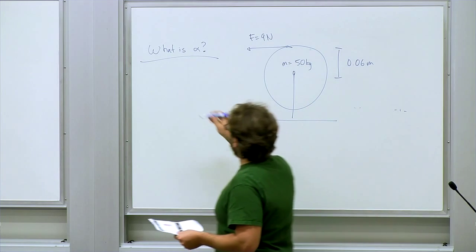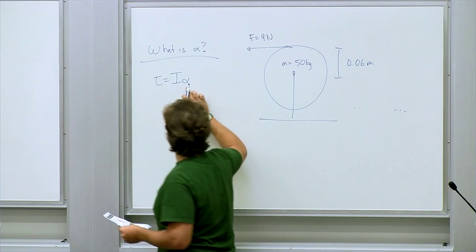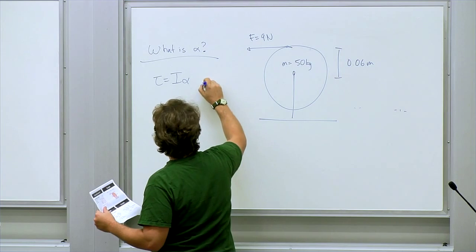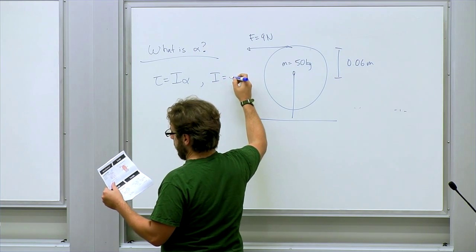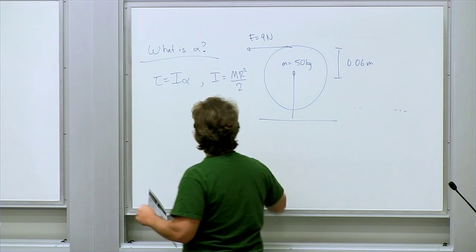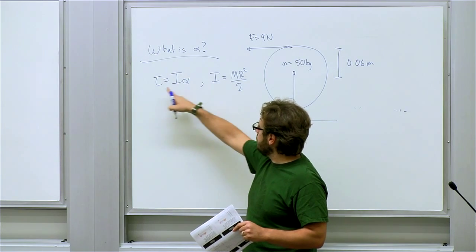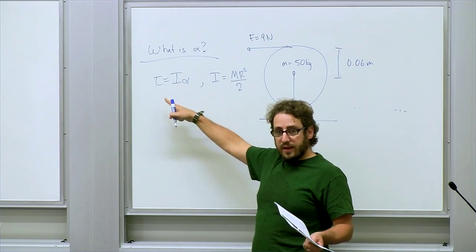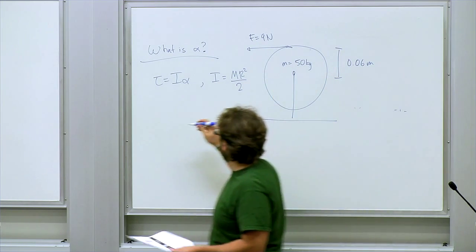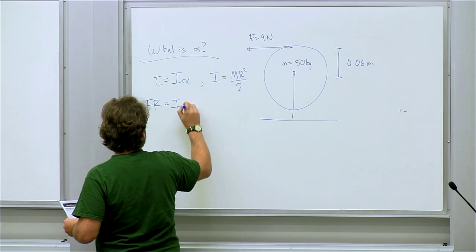Well, the torque, alpha appears in this equation. And we know what I is for this kind of thing. We can just look it up in our book. I don't have it memorized, but it's m r squared over 2. We know r, we know m. So if we need alpha, we just need to calculate the torque somehow. How do we calculate the torque? Well, we're given the force and the radius, and we know they're applied perpendicular. So we can just say the force times the radius is I alpha.